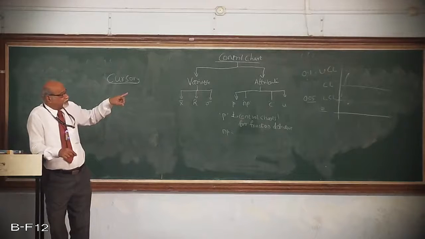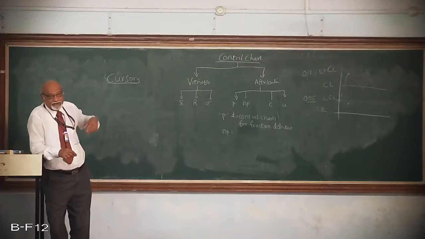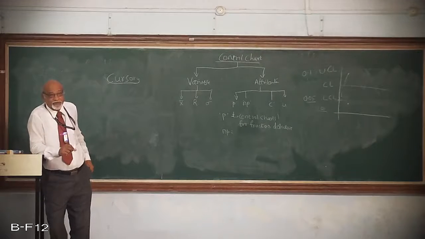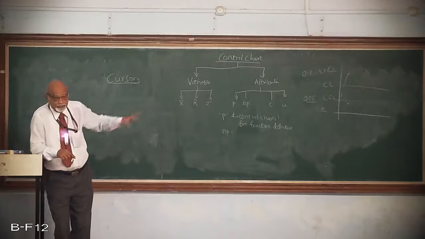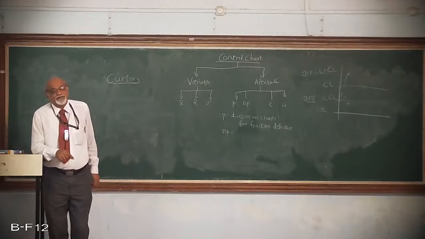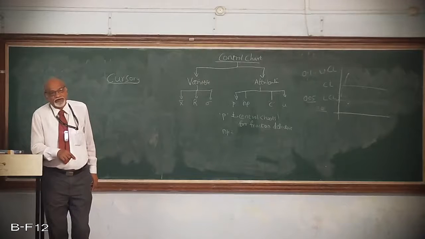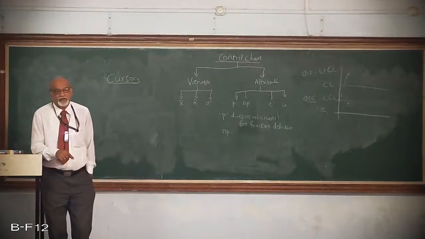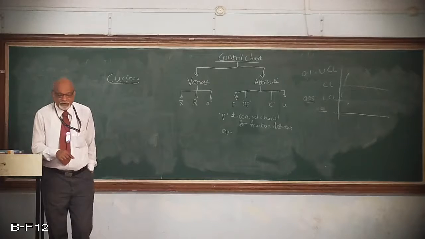Earlier, if it falls above the upper control limit, why are the defective items being produced? Is there any assignable cause? So I should stop. Otherwise, if I leave it as it is, it is going to be detrimental to the company or the organization.